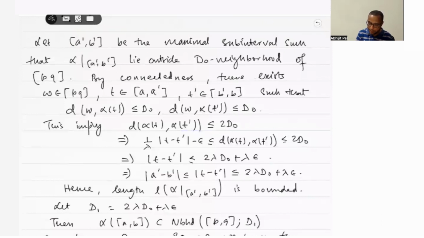And we know this alpha is a quasi-geodesic. So the distance between alpha T and alpha T prime is greater than or equal to 1 over lambda times |T minus T prime| minus epsilon. So this thing is less than or equal to twice D naught. So this will imply that |A prime minus B prime|, which is less than or equal to |T minus T prime|, will be less than or equal to 2 lambda D naught plus lambda epsilon.